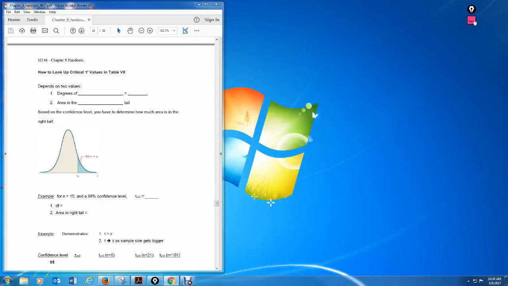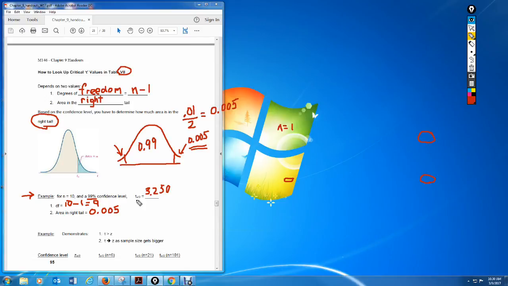Just like before, we refer to it as t sub alpha divided by 2. Just like before, we had z sub alpha divided by 2, because it indicates that we're taking that alpha and dividing it in 2. We're splitting the area between the two tails. All right, I'm going to erase all this stuff and scooch down. So pause it if you don't have it all.